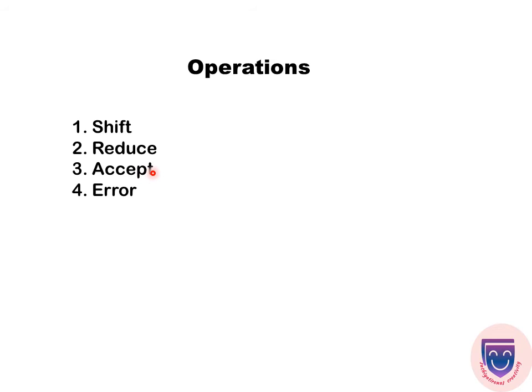Then accept. Accept means if only the start symbol is present in the stack and the input buffer is empty, then the parser action is called accept. When the accept action is obtained, it means that we have done a successful parse. The final one is error. Error means this is the situation in which the parser can neither perform the shift action nor the reduce action, and not even an accept action.